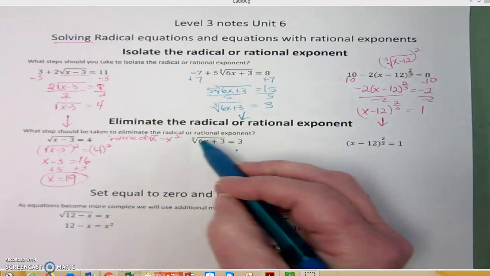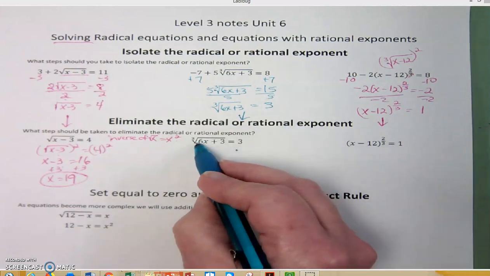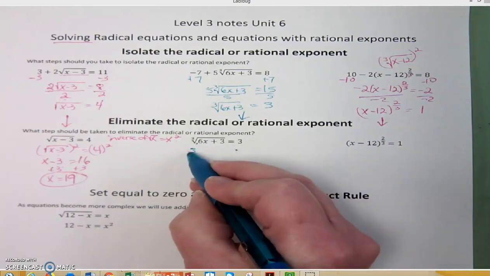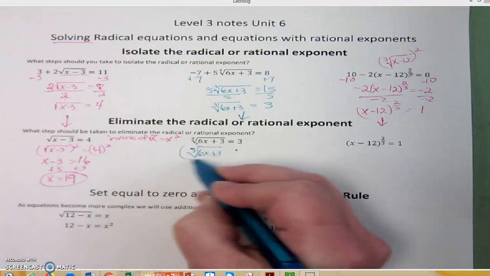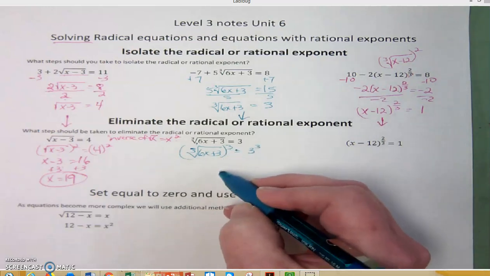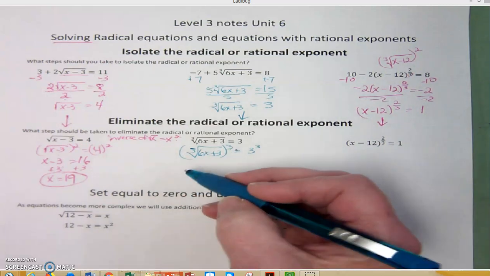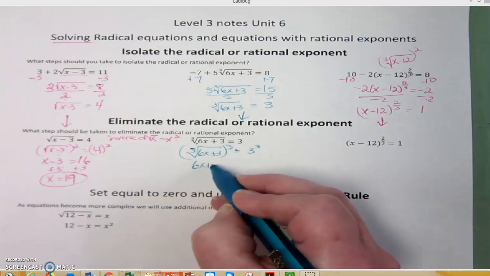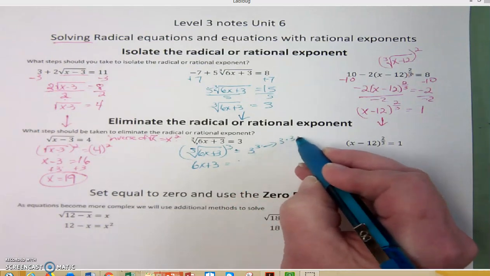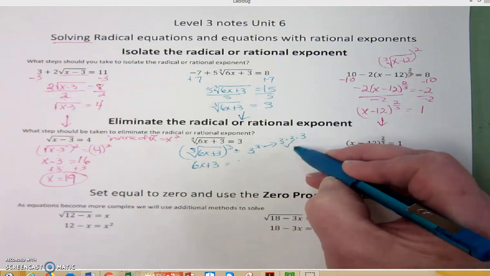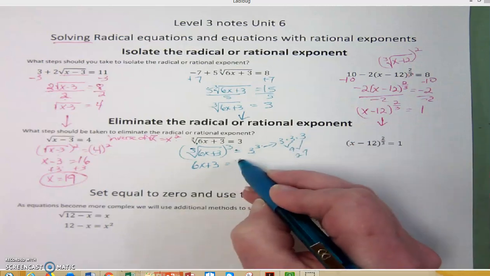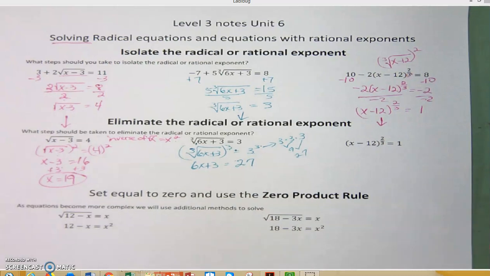My next problem, I had a cubed root. So the inverse operation of cubed root is to cube it. So let's rewrite this, and I'm going to cube it, or raise it to the 3rd power. That means the same thing. So when I do that, I'm going to end up with 6x plus 3 equals 3 cubed, which is the same as 3 times 3 times 3. 3 times 3 is 9, and then 9 times 3 is 27. You could use your calculator, but that's the basic idea behind that.